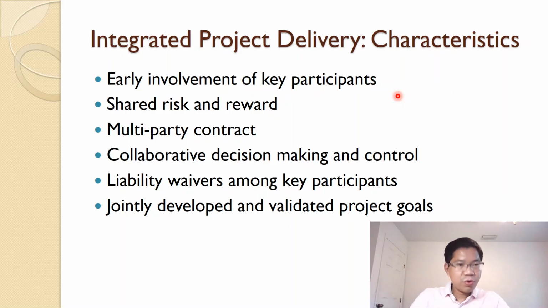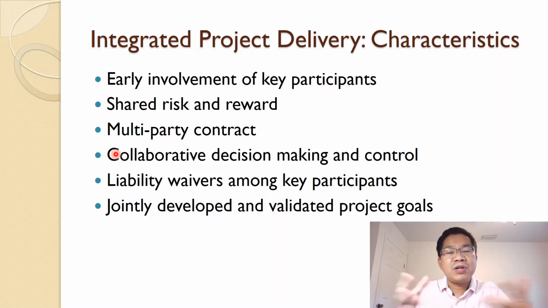When you get involved, you put in your ideas, you have to take responsibility, or you take the reward if your decision and advice is good. So that is shared risk and reward. And like I said, a multi-party contract. So at least three, but a specialty contractor can also be involved. Collaborative decision making and control, and now with building information modeling, Revit, all of that will facilitate collaborative decision making and control, including virtual collaboration, just like the virtual class we're doing at this point in this class. Liability waiver among key participants.